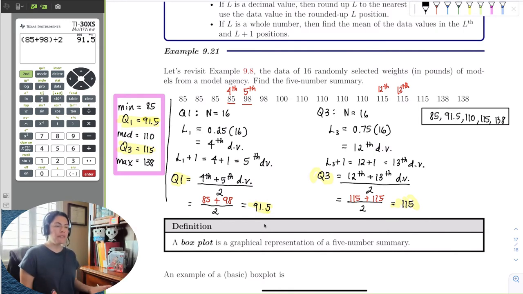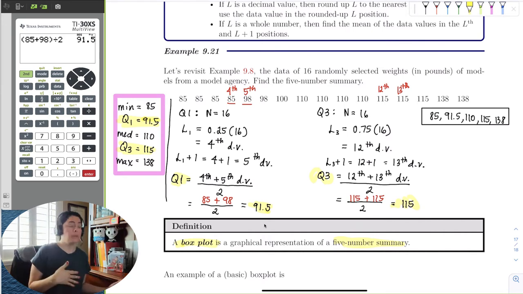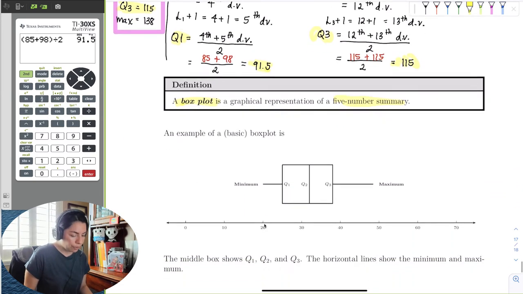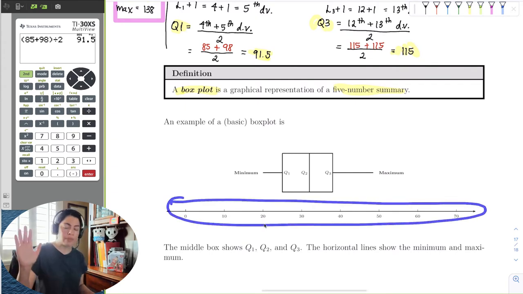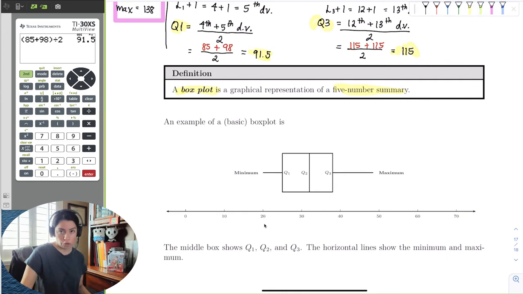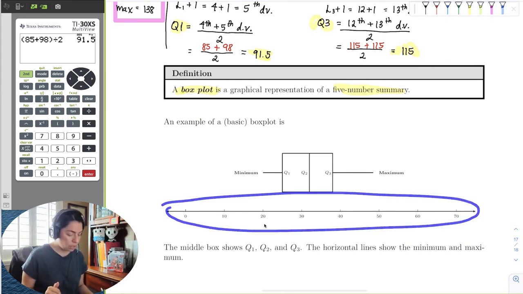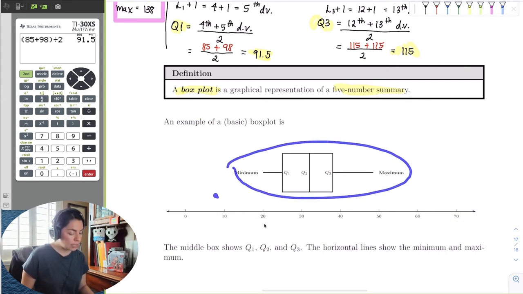Okay, so now that we've found these values, let's represent it visually. A box plot is the visual representative of the five-number summary. So just like the histogram represents the frequency table, the box plot represents the five-number summary. So if we take a look at an example, we see that there's a horizontal axis, no vertical axis, just the horizontal. And the box plot lies a little bit above it, right? There's some space in between.